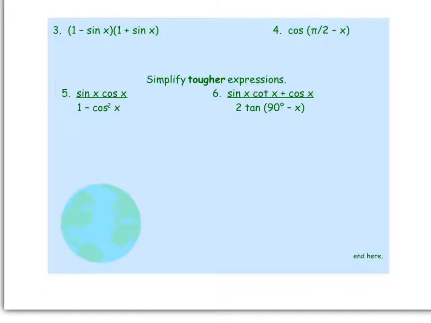All right, we are going to call this 8-4 day 2. I'm going to work through two slightly tougher expressions to simplify with trig identities, numbers 5 and 6.